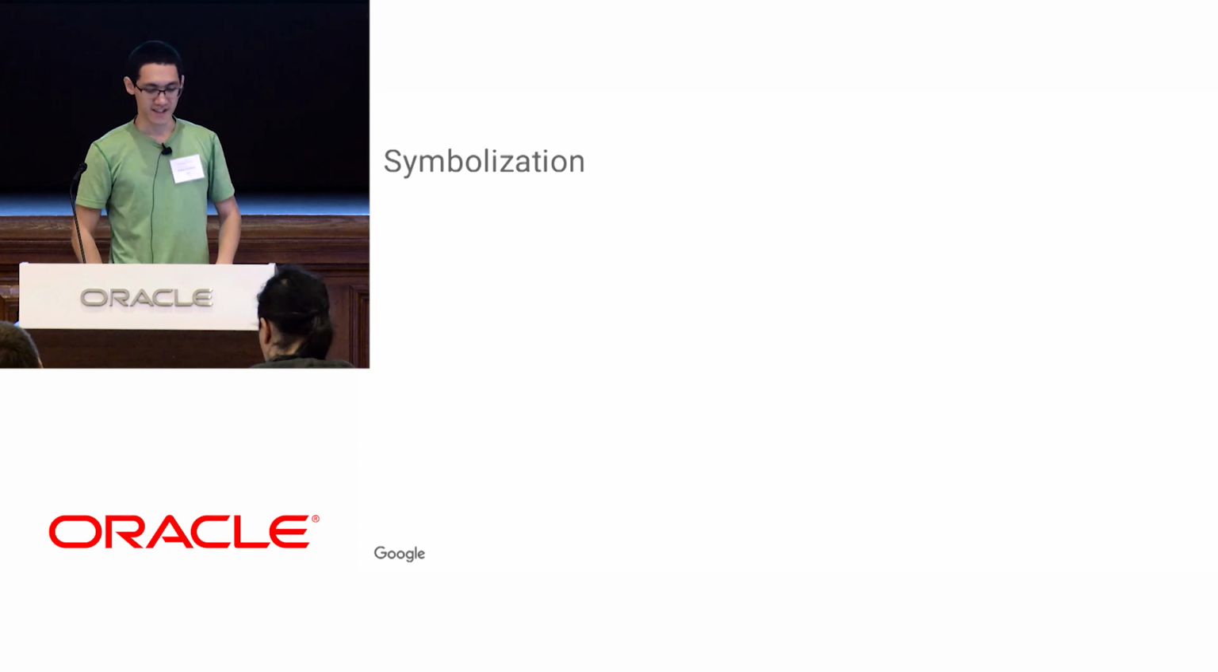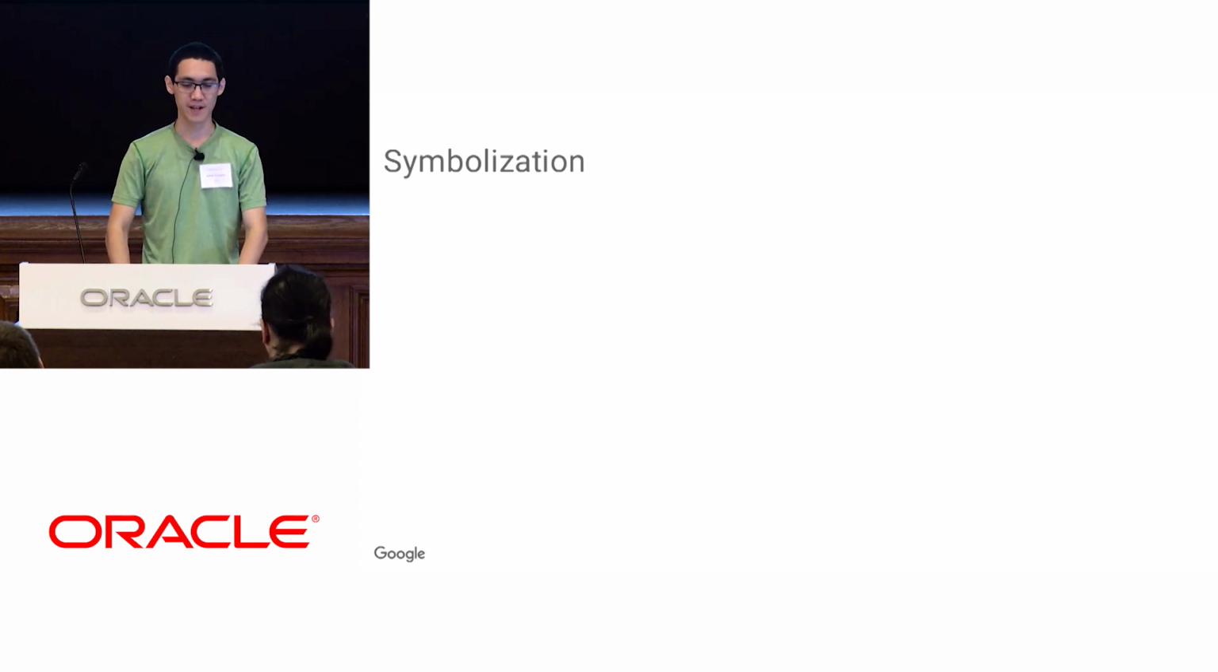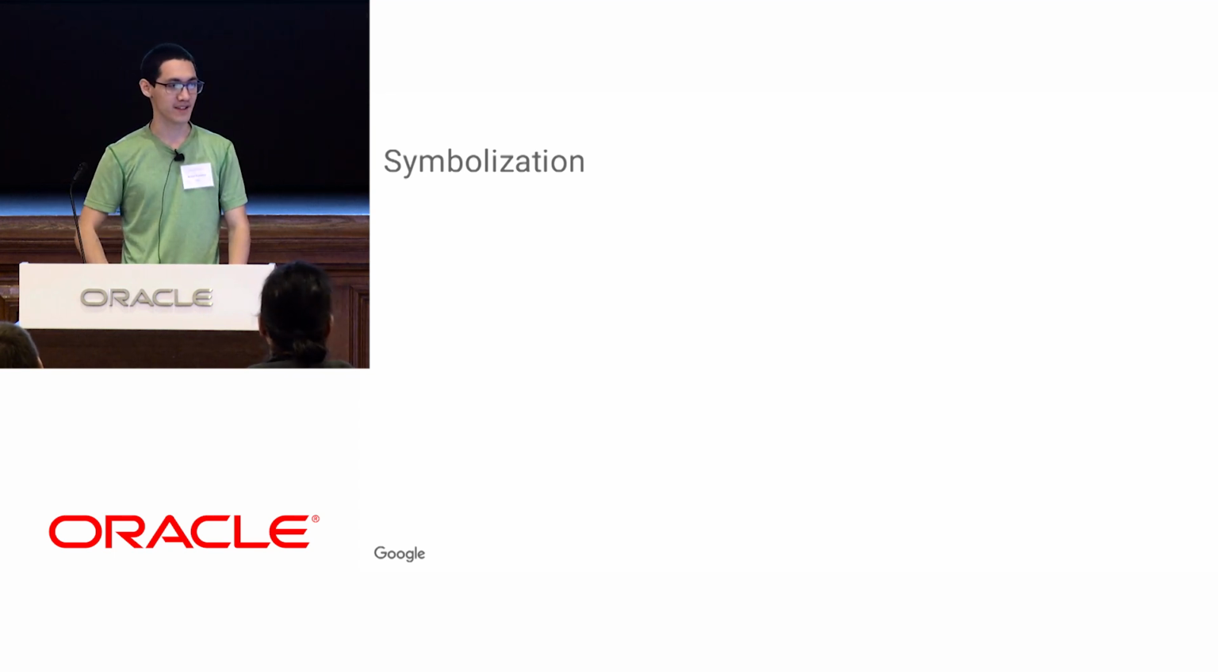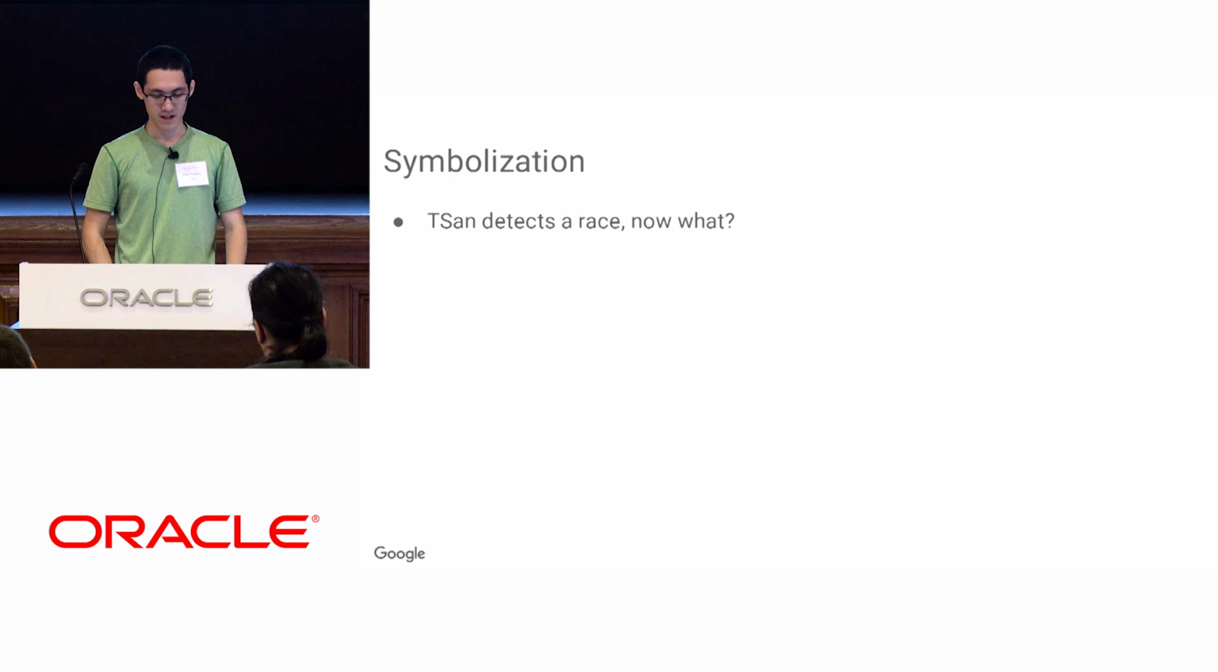Okay, so Tsan thinks there's a race. Now what do you do? You have to tell the user somehow that there's a race, and you want to tell them where it is. We do that in the form of a stack trace.